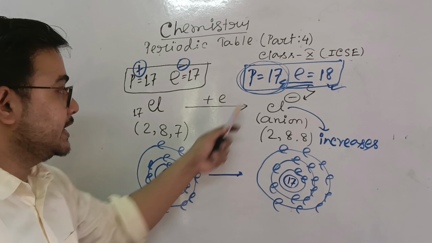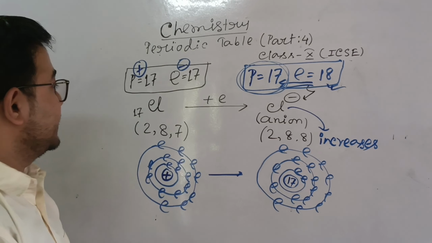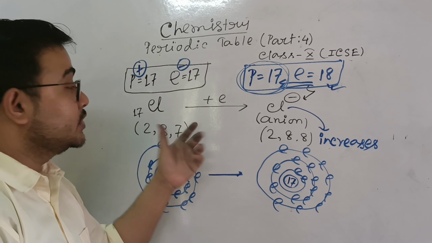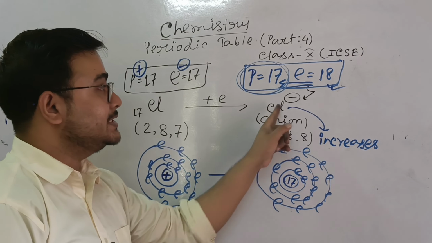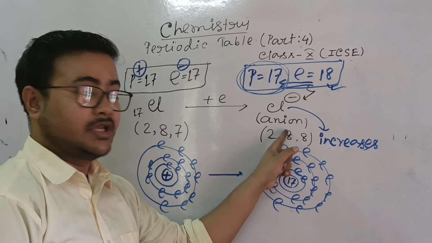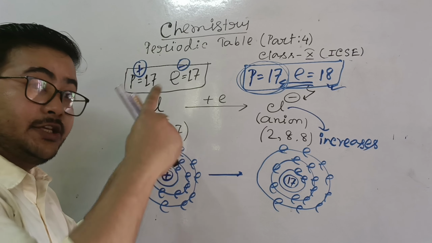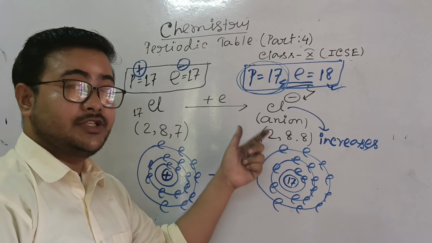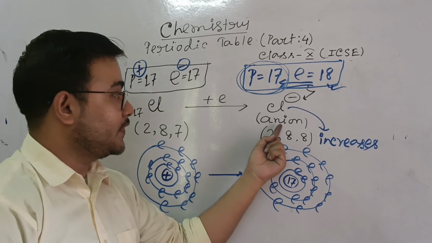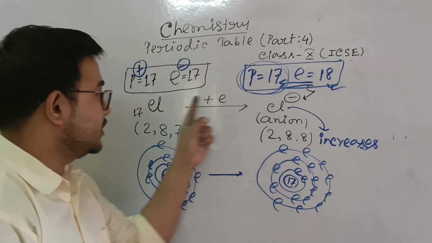First draw these three lines. After that you can write, in case of any atom, what is the first statement? Always the radius of an anion is more than that of the parent atom. In case of a cation, the radius of the cation is always less. But in case of an anion, the radius is always more than that of the parent atom.